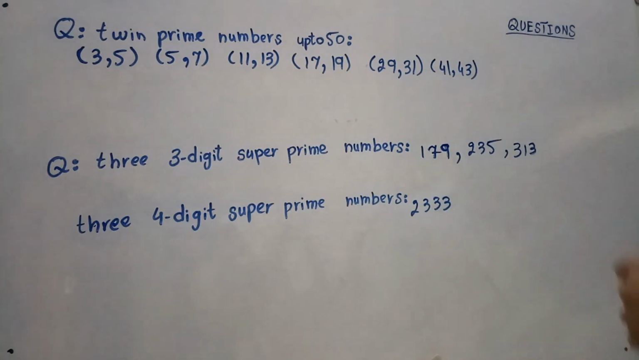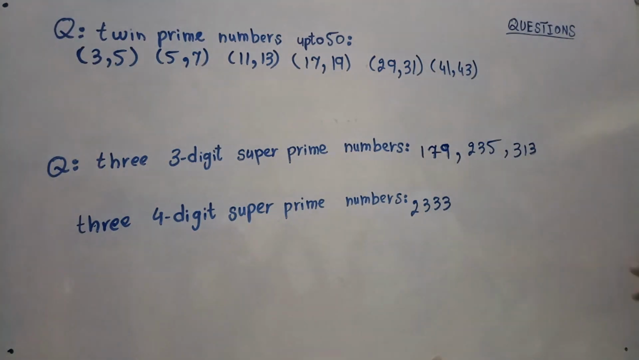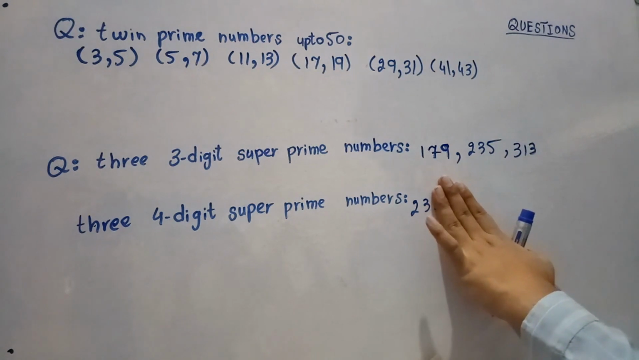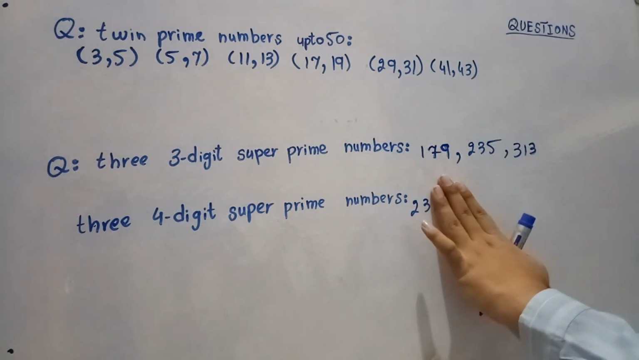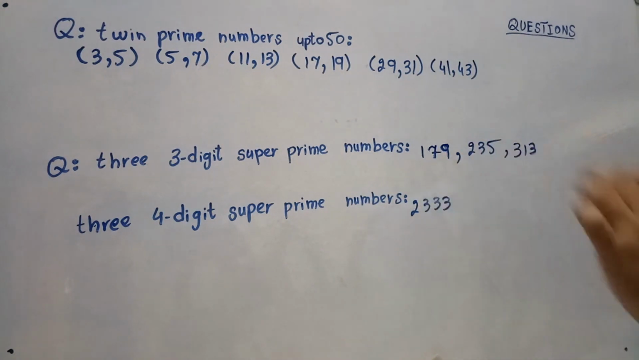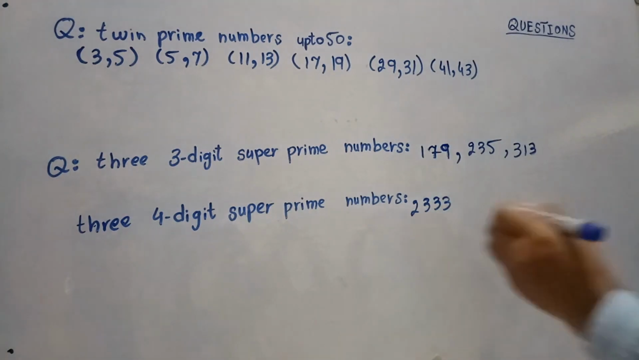So let's write 2333. Okay, 2333 is a 4 digit super prime number, because if I remove 3 from here, we are only left with 233, which is a prime number. And then if I remove 3 again, we are left with 23, which is a prime number. And then if I remove 3 again, we are left with 2, which is also a prime number. So 2333 is a super prime number.